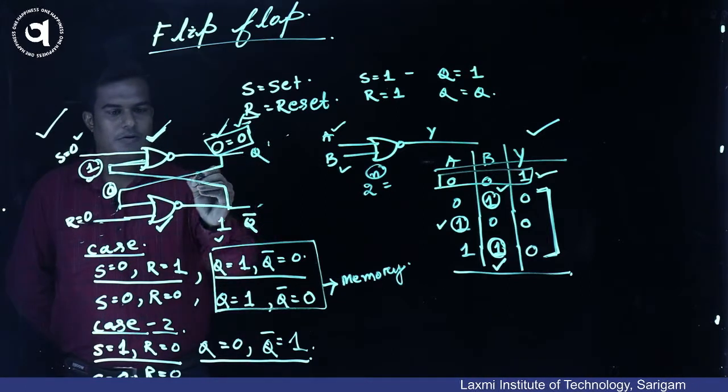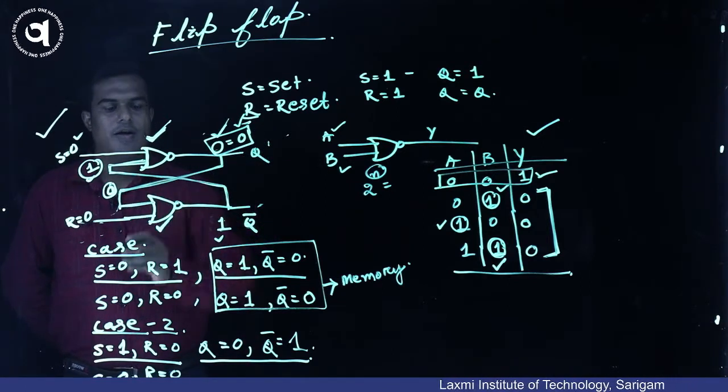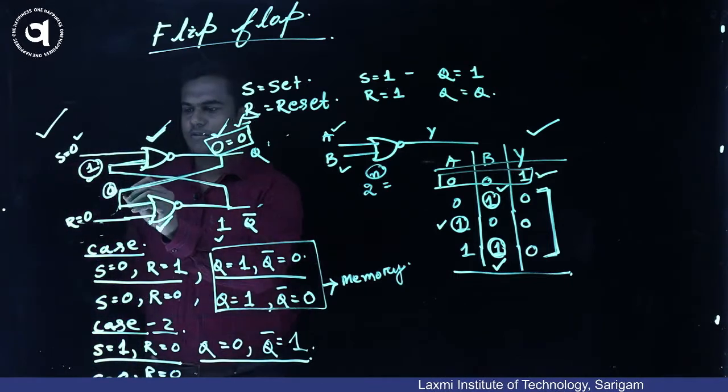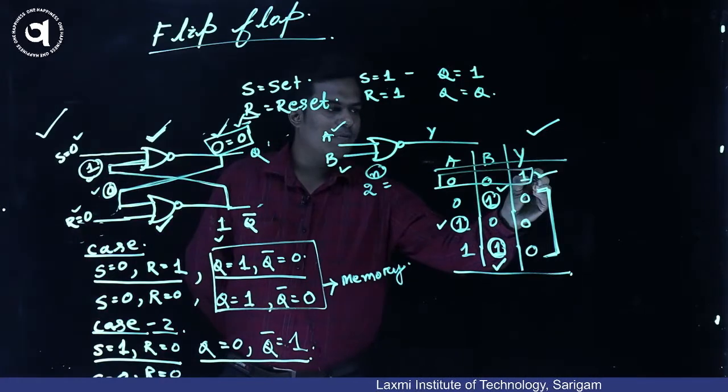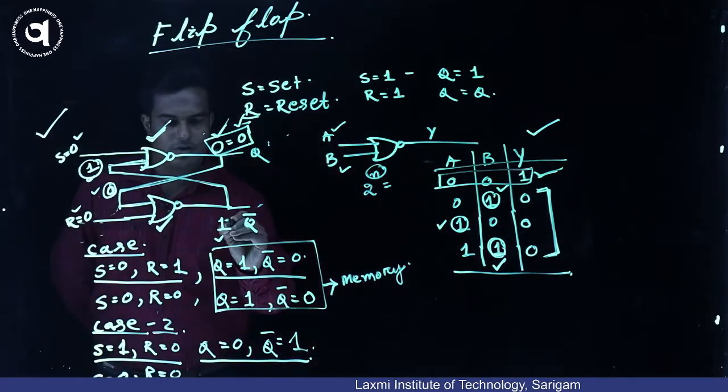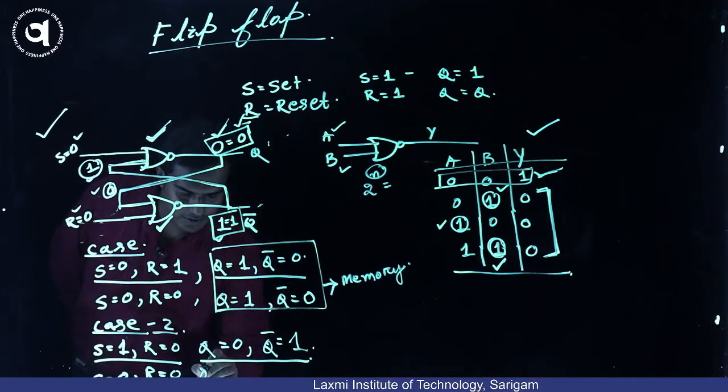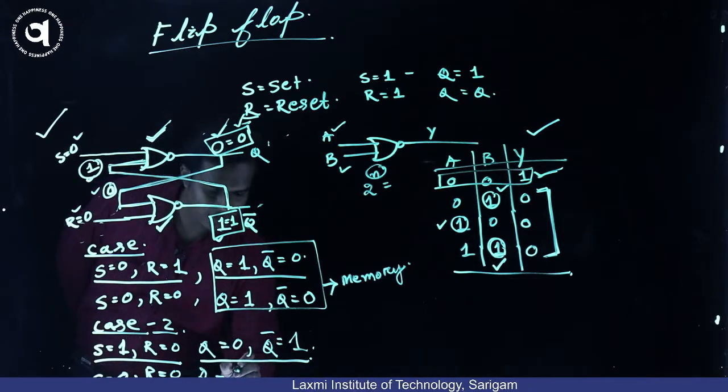Now the output of the first NOR gate is fed to the input of the second NOR gate, which is 0. So both the inputs are equal to 0, so the output will be equal to 1. So the new output is 1. So here I can write Q equals 0 and Q bar equals 1.